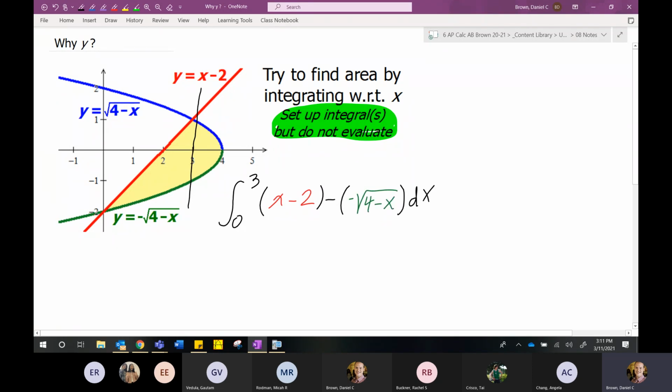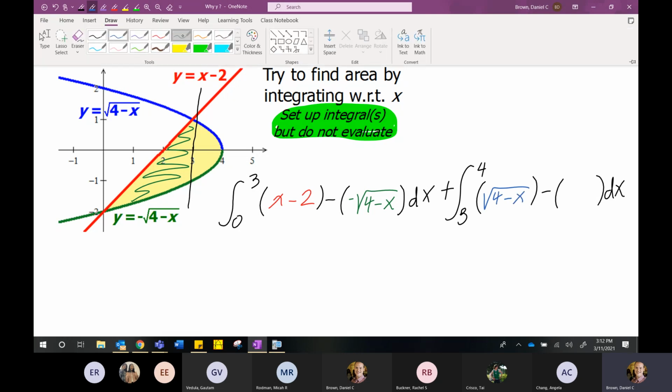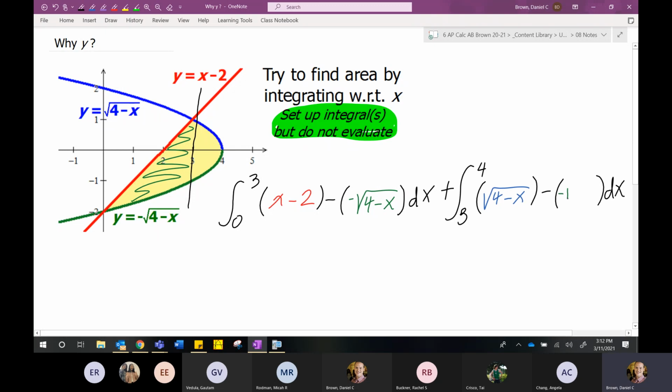That's only part of the region. That is only on this side of 3. So if I want to finish that problem, we have a second region, so plus. Where is that second region starting? 3, and where is it ending? 4, and then we still have the top minus the bottom in terms of dx. Its top function is the root of 4 minus x. Its bottom function is the negative root of 4 minus x.